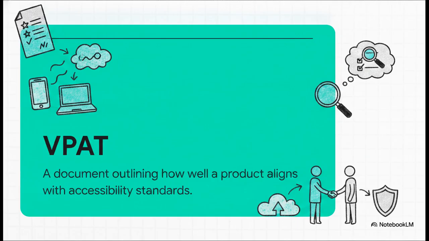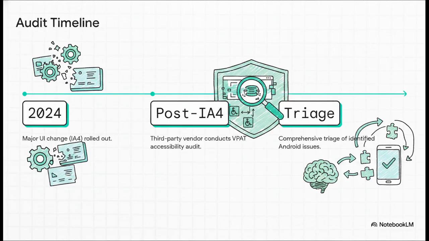So, setting the scene, back in 2024, Slack rolled out a massive UI overhaul, internally called IA4. And whenever you change that much code, things are absolutely going to break. So, post-redesign, they brought in a third-party vendor to do a strict VPAT audit to figure out exactly what wasn't working for users with disabilities. That audit essentially kicked off a massive, comprehensive triage across their entire Android app.